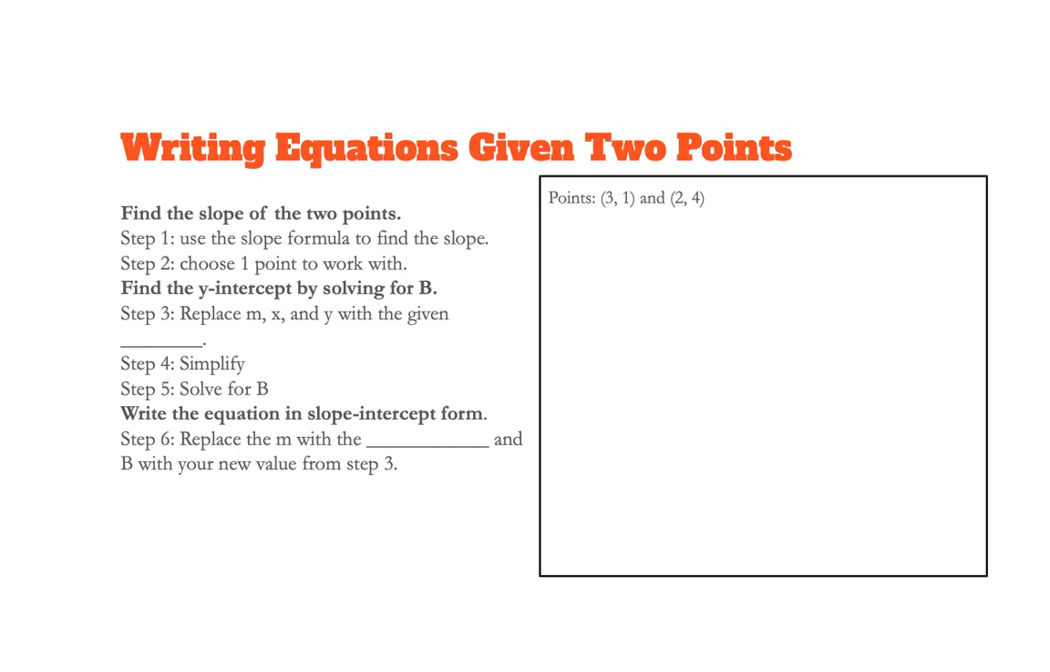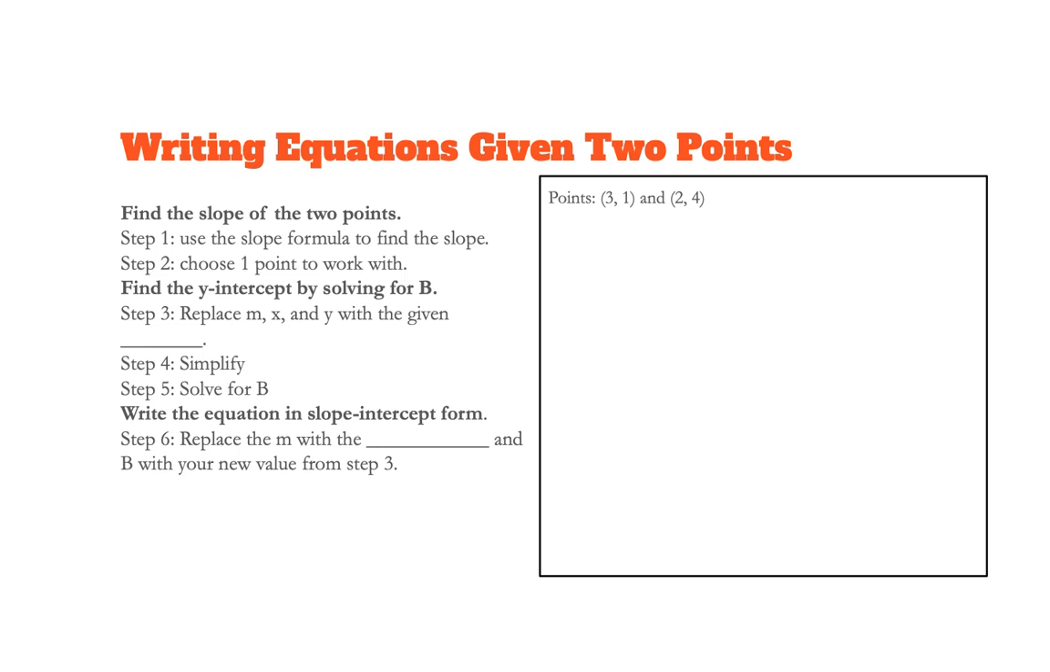Okay, so building off of the problem from before, we can write an equation if we've been given 2 points. So we want to find the equation of a line that goes through 3, 1 and 2, 4. And we're going to find this in slope-intercept form. So the steps first, on the left-hand side, you can see we're going to fill in the blanks. Step 1 is to use the slope formula to find the slope. Step 2, you get to pick which of the 2 given points you want to work with. I tend to choose the ones with the smallest numbers or the least amount of negatives.